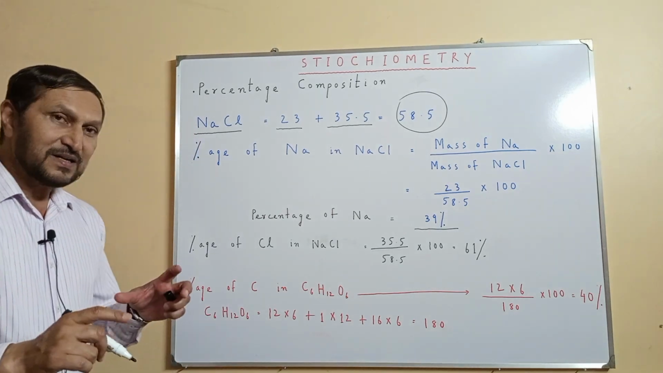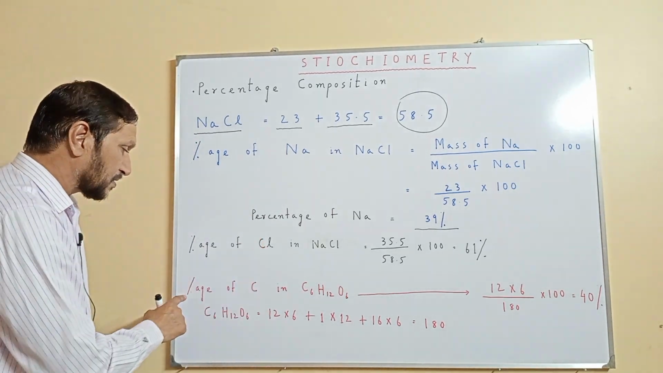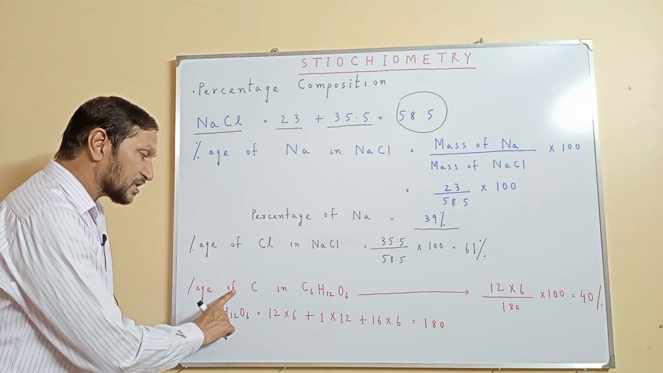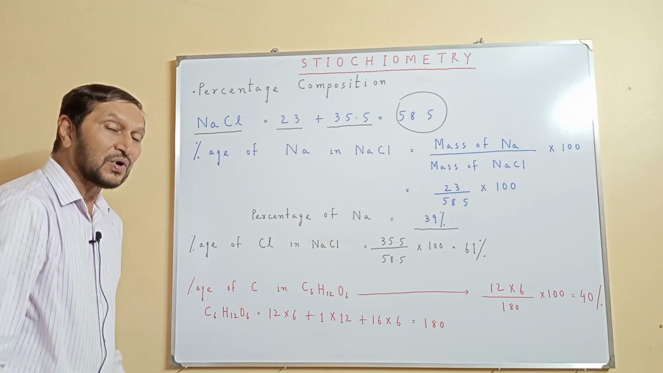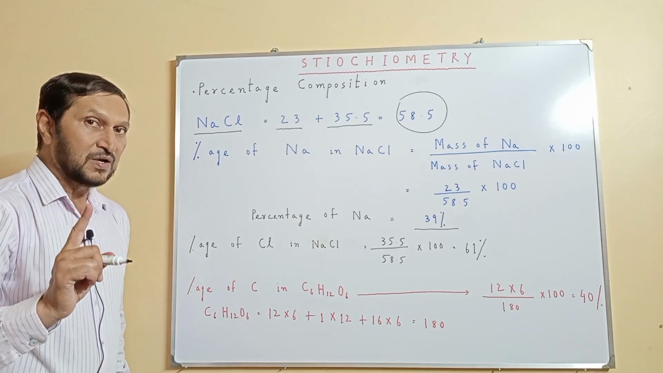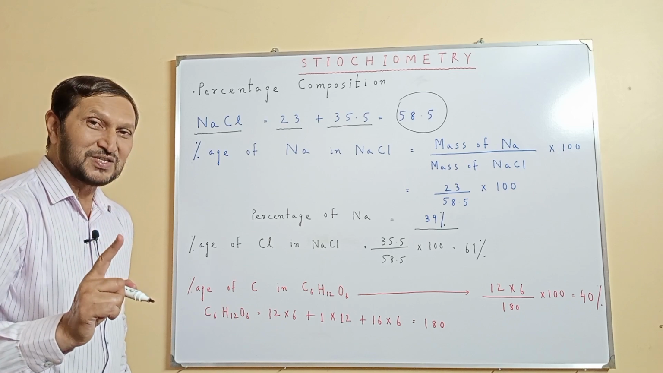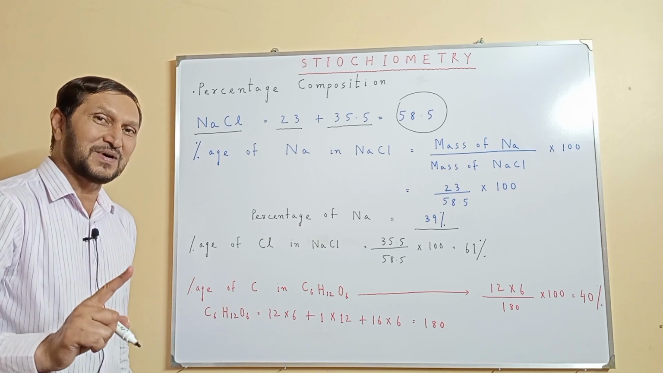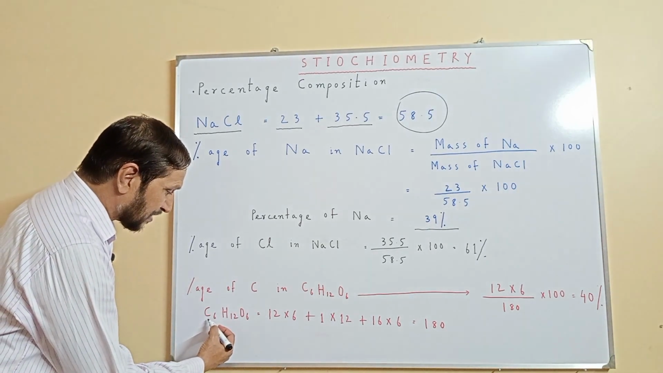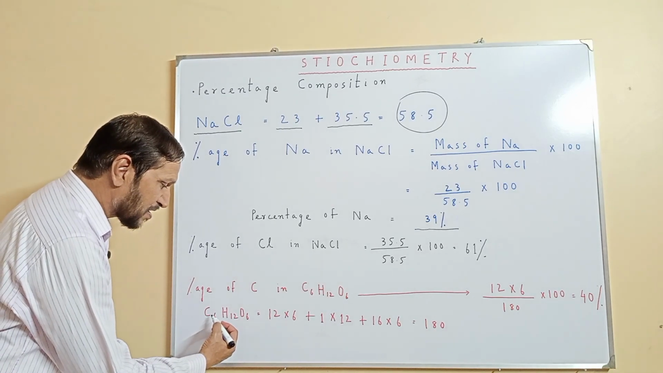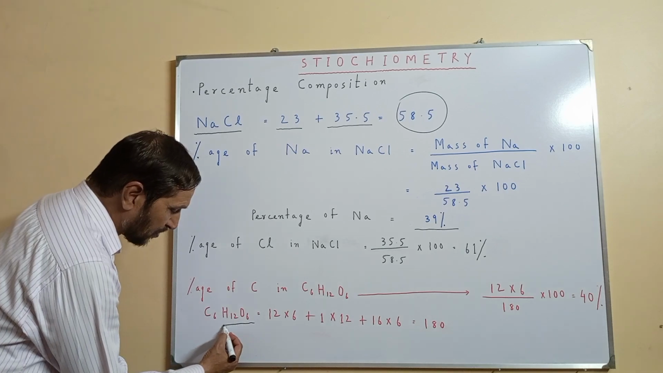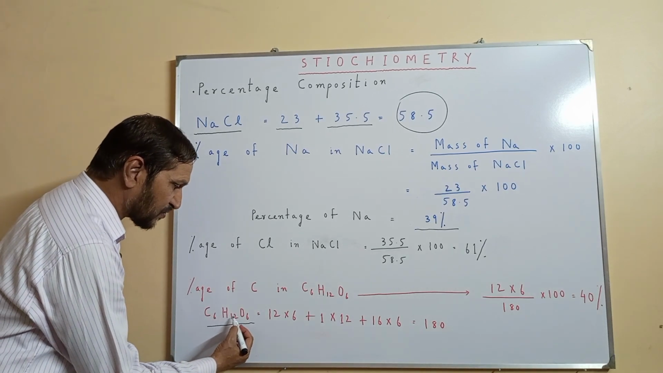If someone asks us to find the percentage of carbon in glucose, to find the percentage composition of carbon, how will we find it? For calculating percentage composition, we must know the formula mass or molecular mass or molar mass. So first of all, I will calculate the formula mass or molecular mass of glucose. Glucose, its formula is C6H12O6.